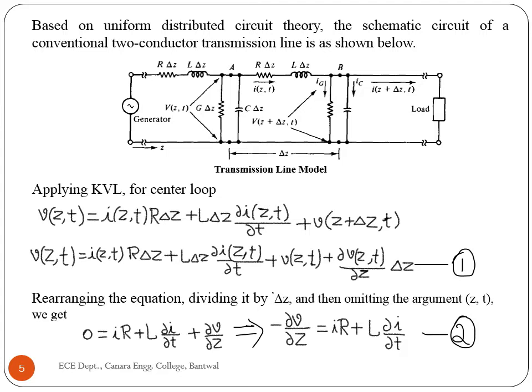where R is resistance per unit length, which takes into account the ohmic loss in the line conductor, L is inductance per unit length, which takes into account the magnetic energy stored around the conductor, G is conductance per unit length, which takes into account the dielectric loss between the line conductors, C is capacitance per unit length, which appears due to two conductors at different potential and represents the electric energy storage. It is assumed that wave propagation takes place in positive z direction.